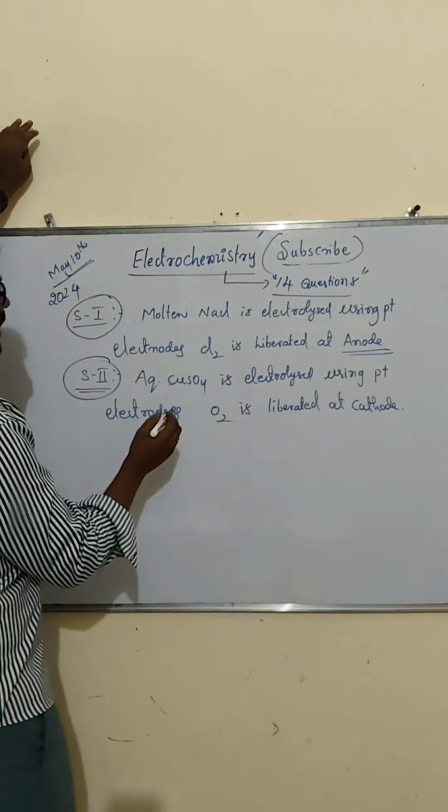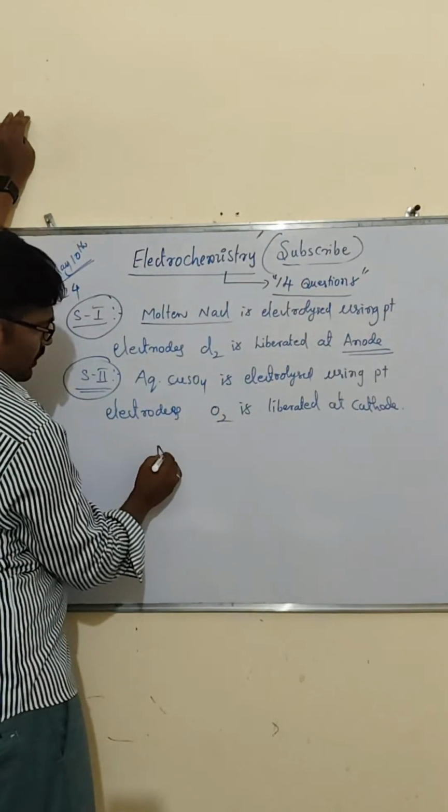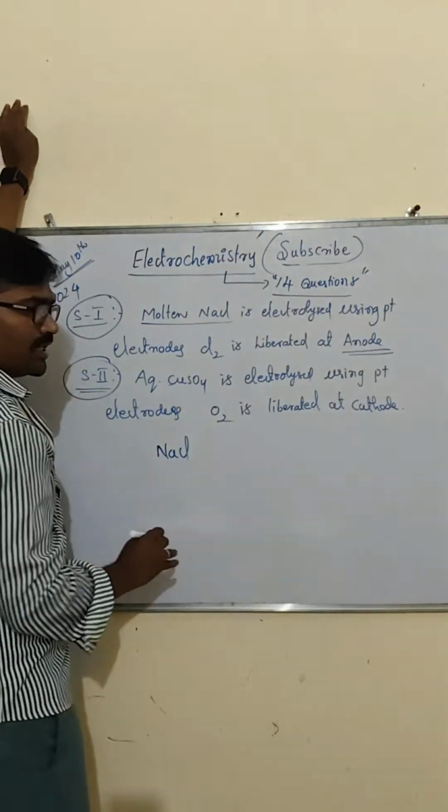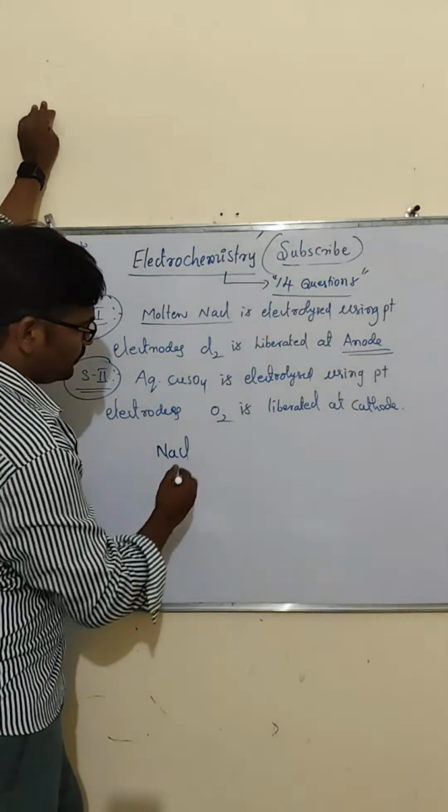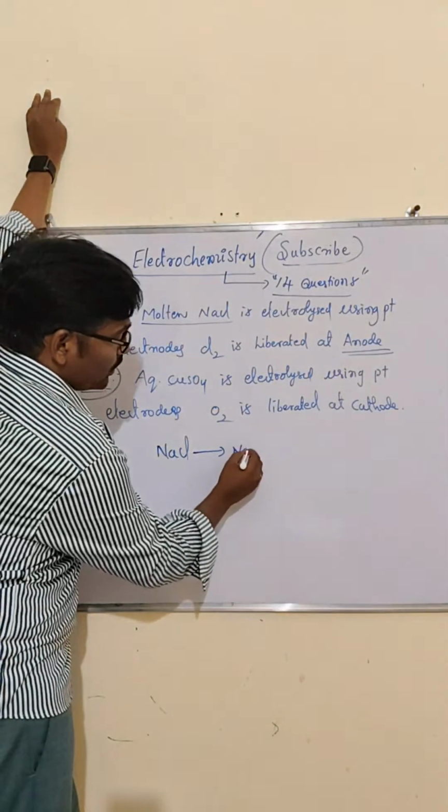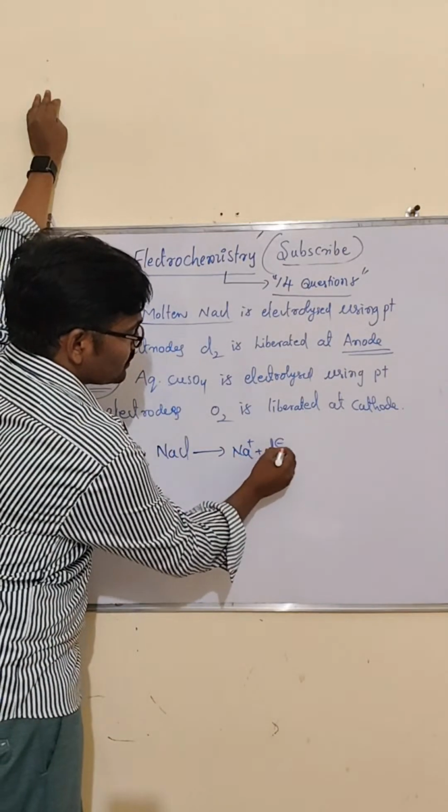The first, molten NaCl, that you have to take. So in molten NaCl there is no water. So that can be dissociated into Na+ and Cl-.